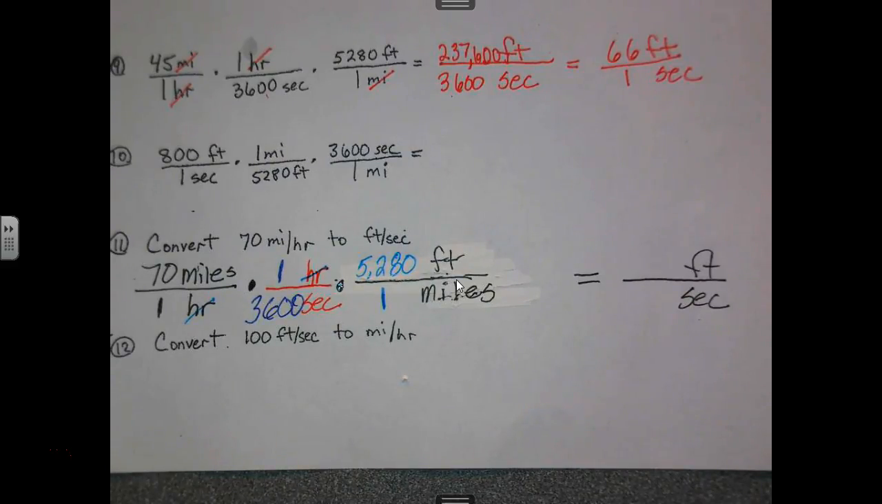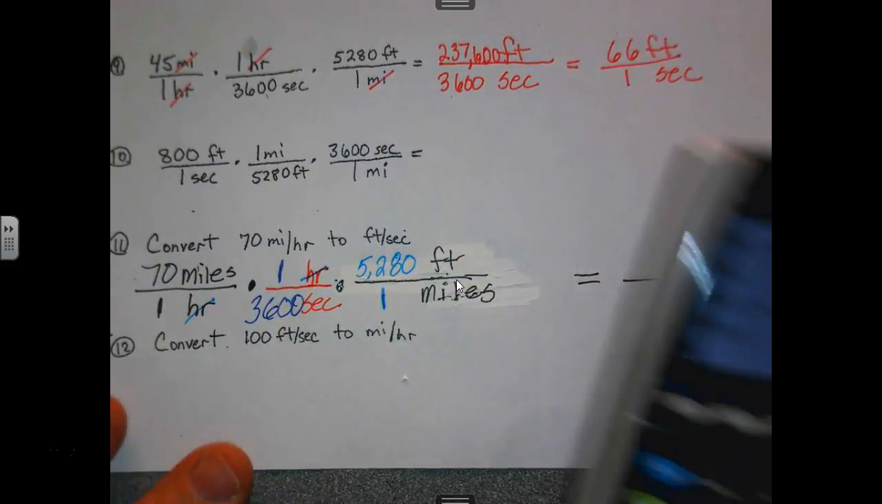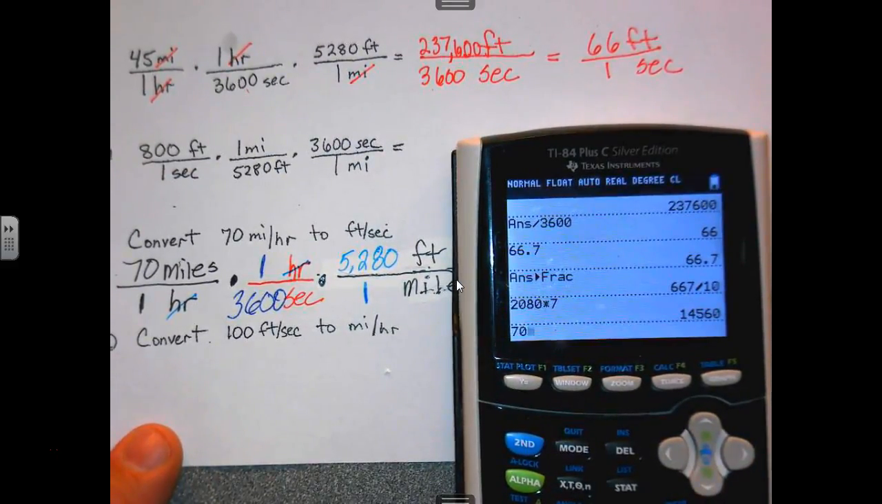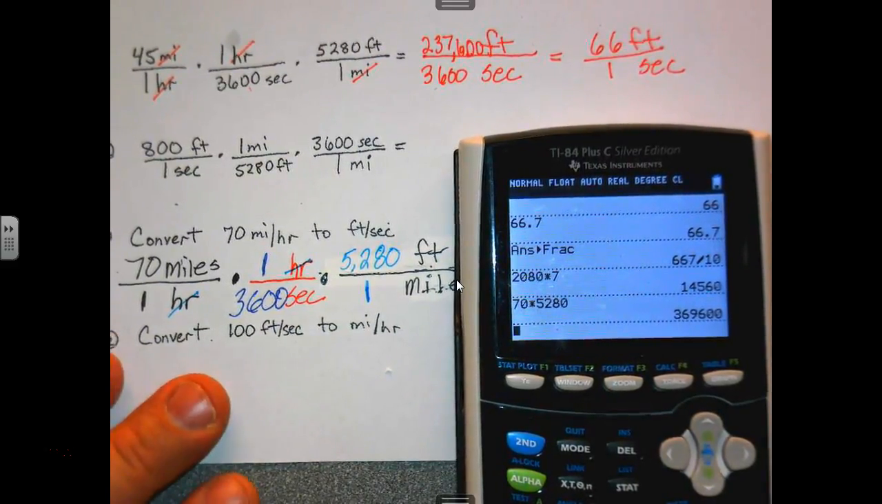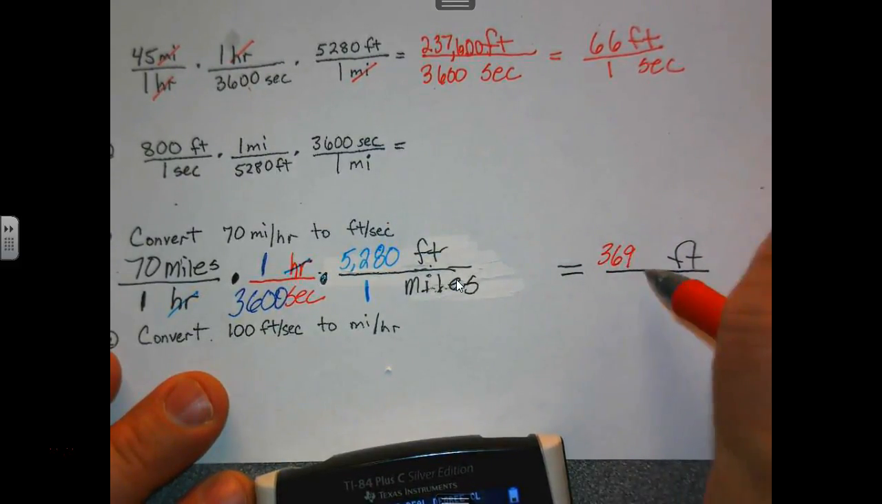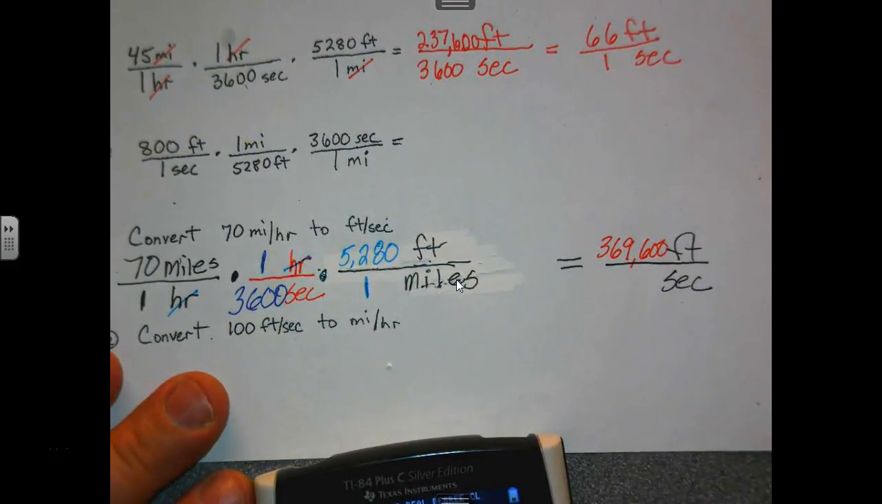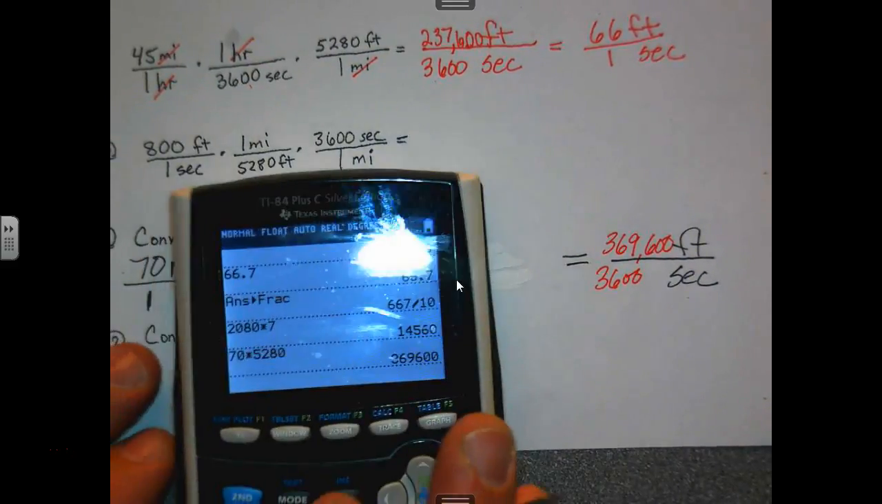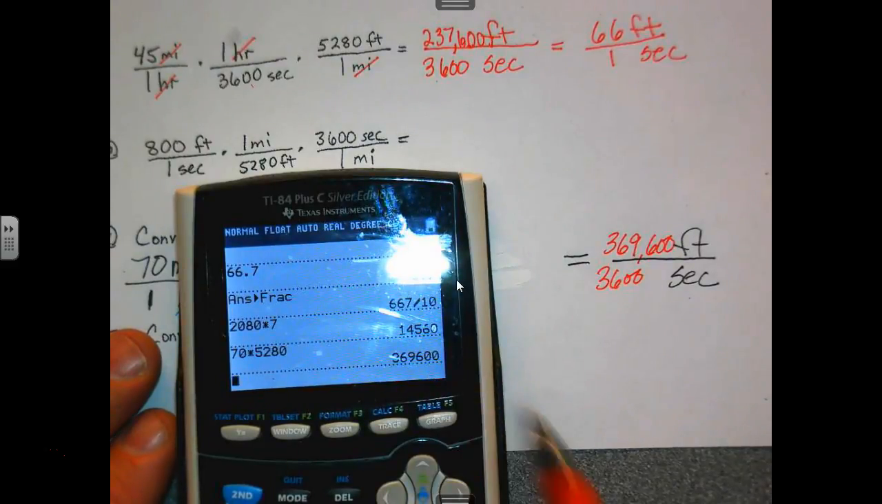This one would be a good one to put in the calculator and let it simplify. Again, be careful. Keep your numerator separate from the denominator. See, 70 times 5,280, 369,600. And then 3,600. Already got it in the calculator, the numerator. So all I'm going to do is divide by 3,600.